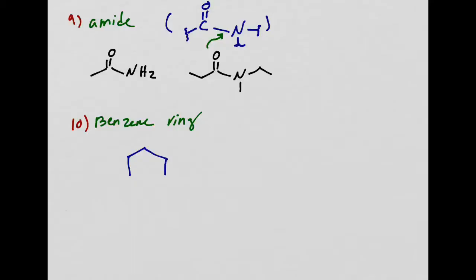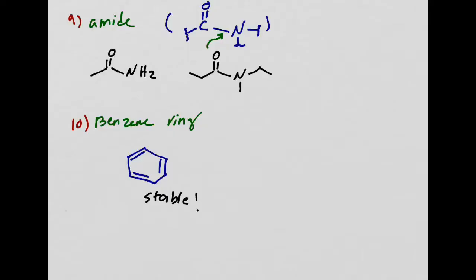Draw a cyclohexane for me and add double bond, double bond, double bond. They would have to alternate. Okay? This is a benzene ring. A benzene ring is extremely stable. Most of the drugs have a benzene ring as part of the structure: a cyclohexane with alternating double bonds.